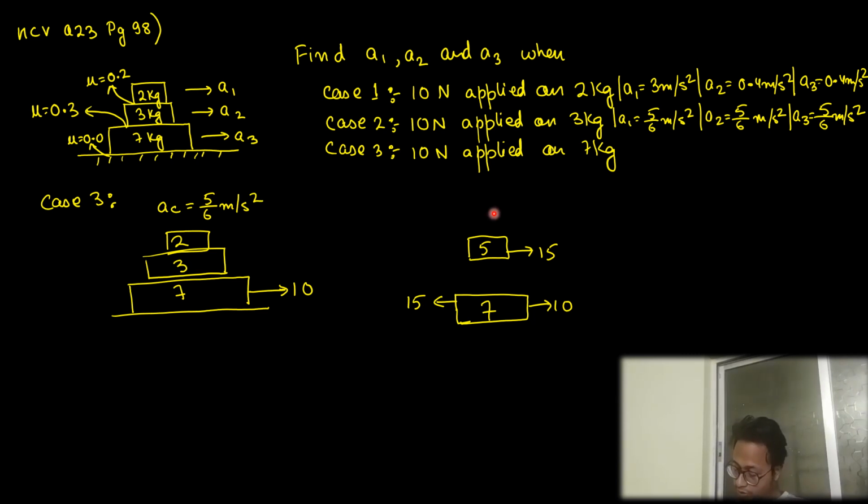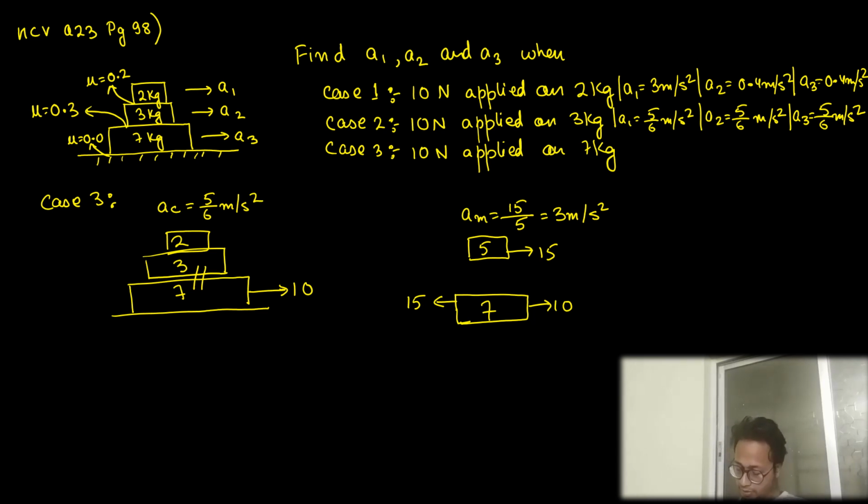Which maximum acceleration do I have to compare? Maximum acceleration of this body versus this body, or this body versus this body? Where is friction force the driving force? Here friction force is the driving force. So I have to compare maximum acceleration of this body versus common acceleration. Out here maximum acceleration is 15 by 5, which is 3 meter per second square. Which has a lesser value, 3 or 5 by 6? 5 by 6 has a lesser value, so common acceleration has a lesser value. That means both the bodies will move with common acceleration. So out here these two bodies are locked.